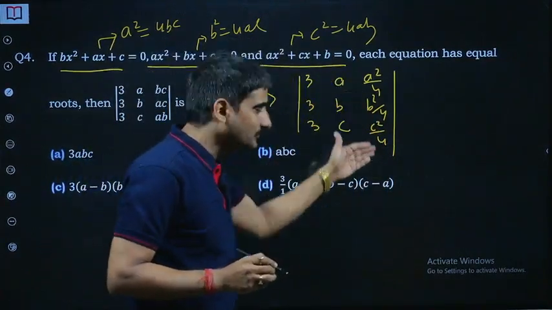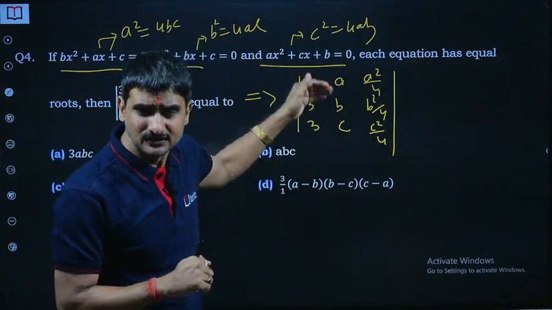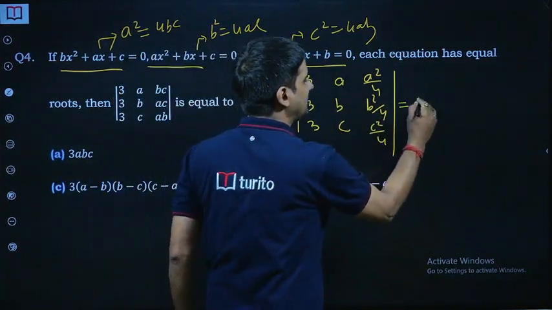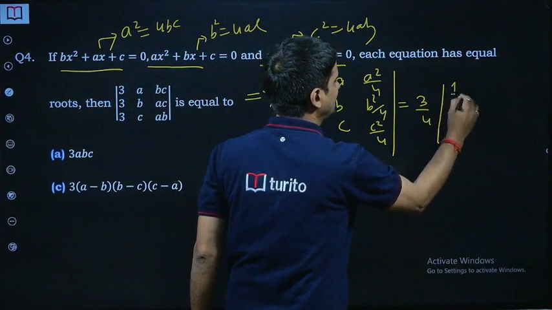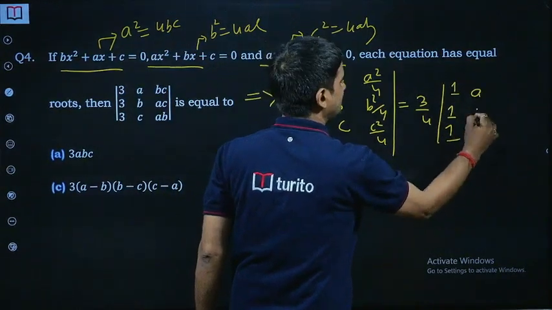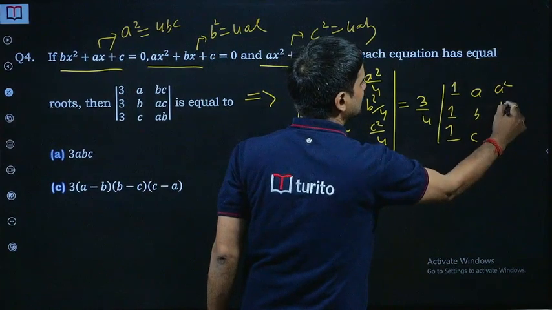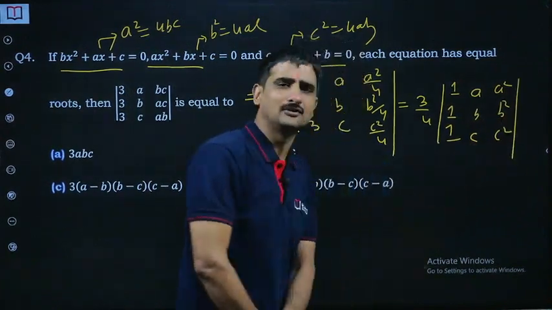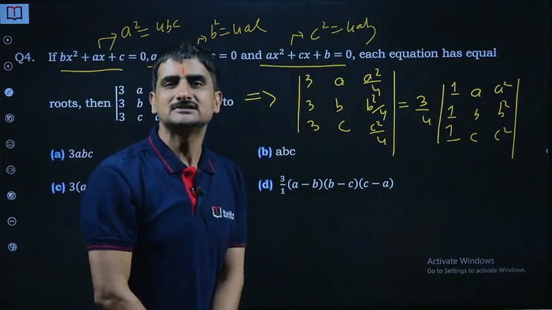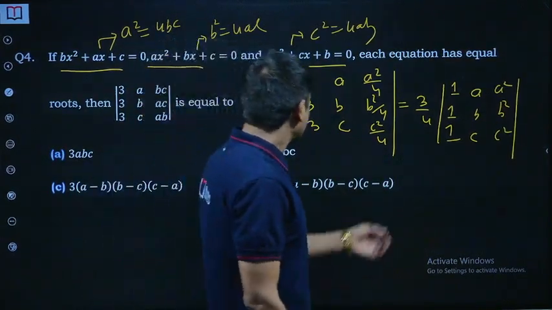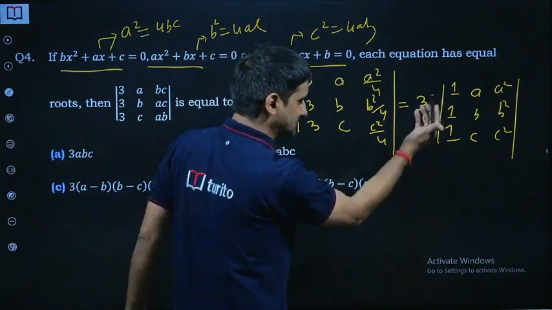So take 1 by 4 common from column 3 and 3 common from column 1, so 3 by 4 is here, and then 1, 1, 1, A, B, C, A square, B square, C square. Now we all know how to solve it. You can very easily simplify it, bacho. Okay, so what is it? Just simplify it.